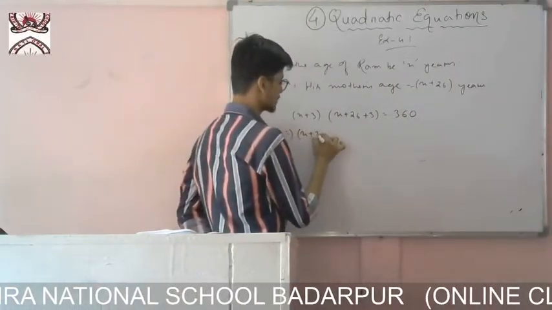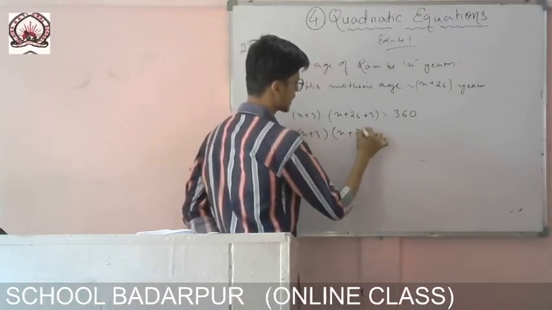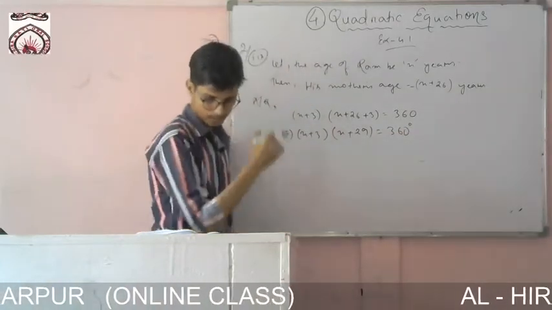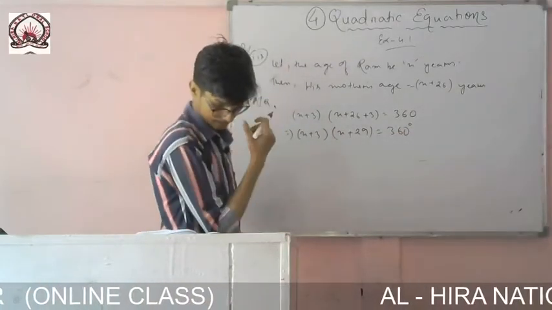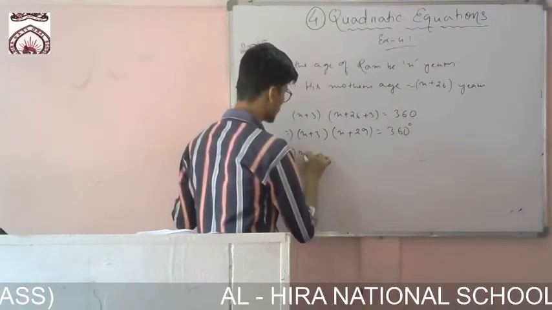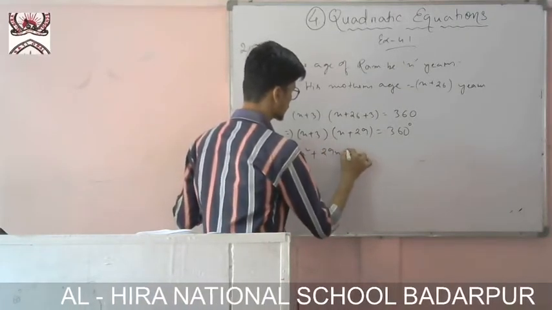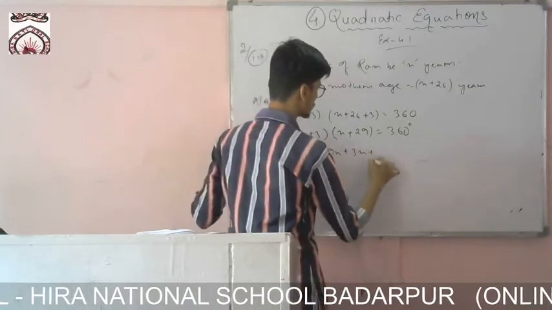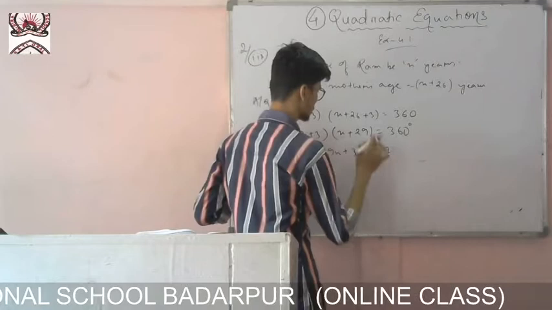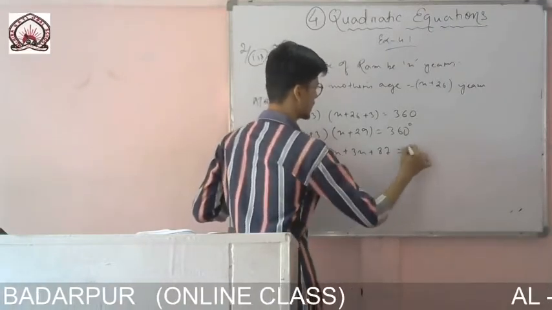So (x + 3)(x + 29) = 360. Expanding: x into x, x squared; x into 29, 29x; 3 into x, 3x; 3 into 29, 87. So this equals 360.